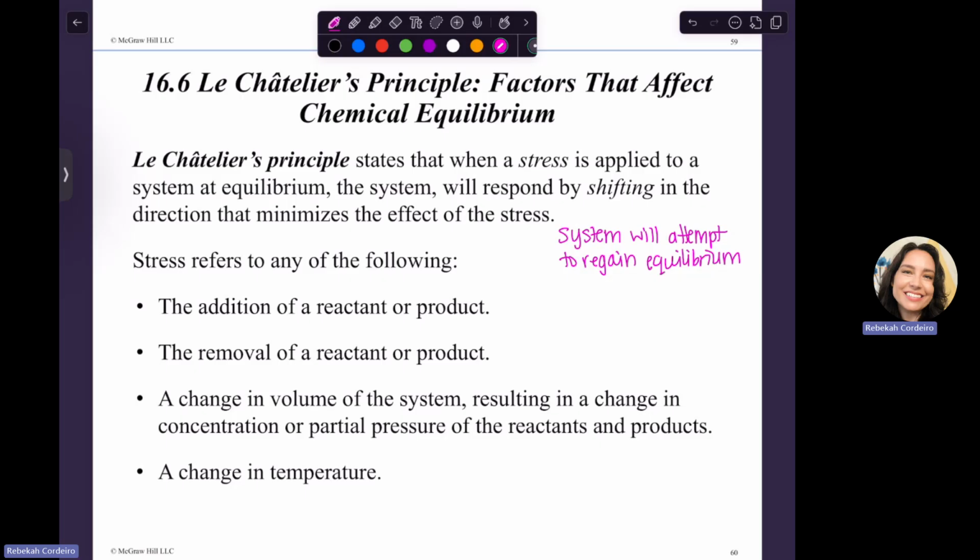So some things that we can do to stress a system are add a reactant or product, remove a reactant or product, change the volume or pressure of the system, and change the temperature.